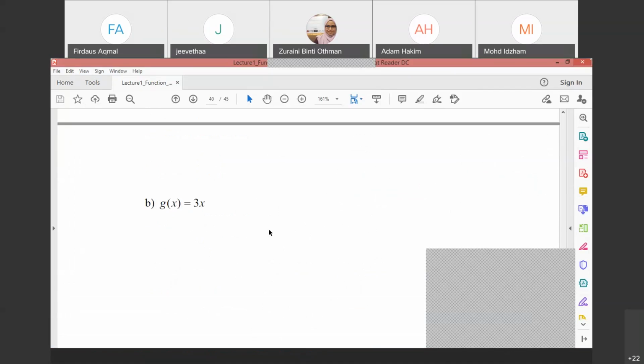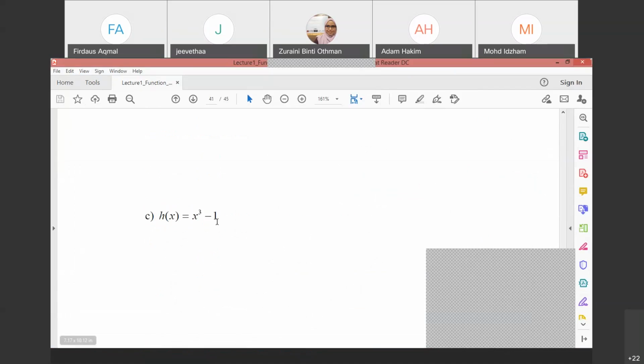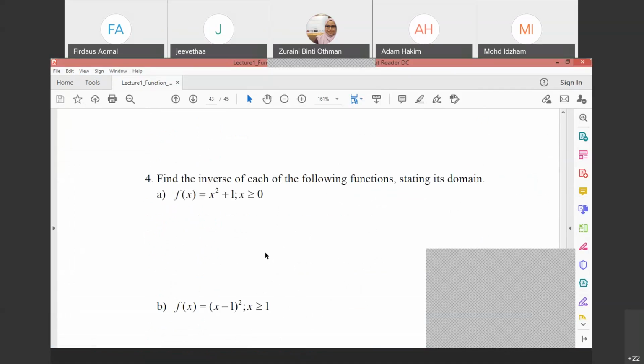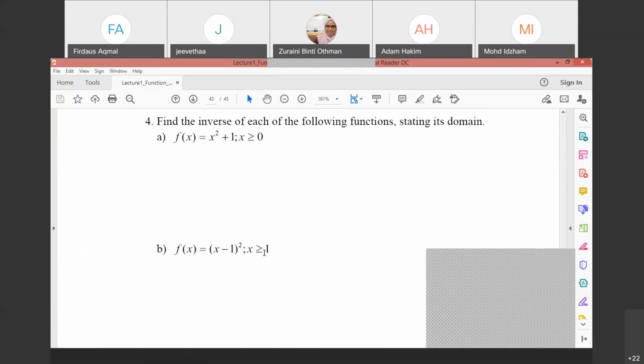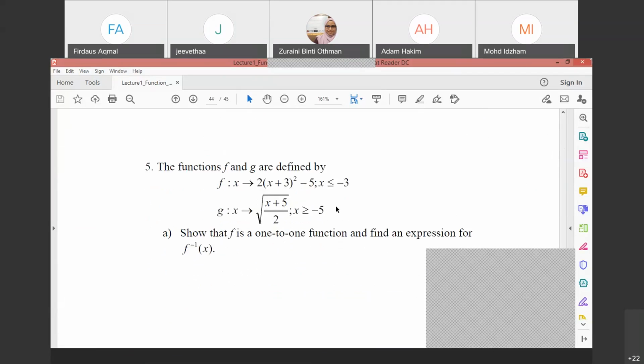4, g x sama juga dengan 3x. Find the inverse. Okay, ini senang dah ni. Ini pun senang. Kalau kuasa 3 pindah sebelah jadi punca kuasa 3. Okay, ini pun sama. Boleh selesaikan. Yang pun boleh selesaikan dan selesailah kat sini. Find the inverse, lepas tu cari dia punya domain. Cari domain macam biasa. Okay, yang ni pun show that f is one-to-one function.